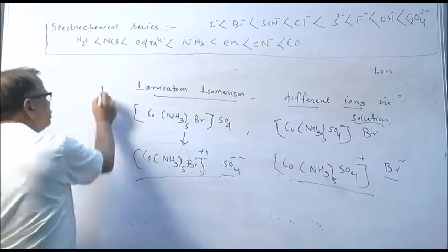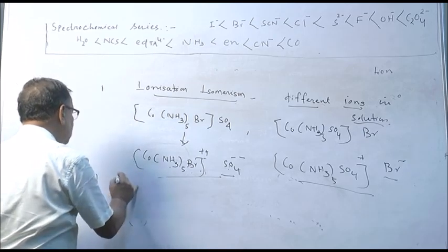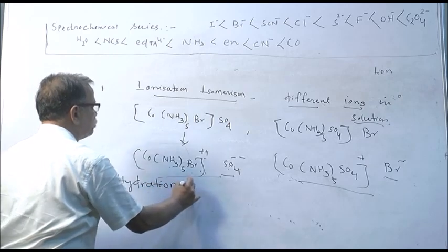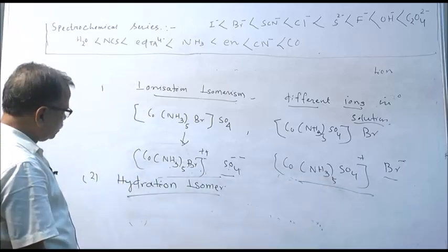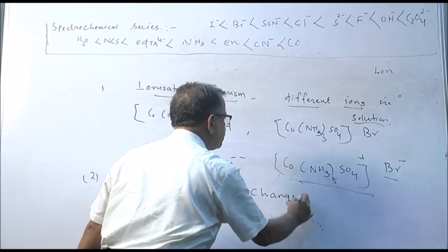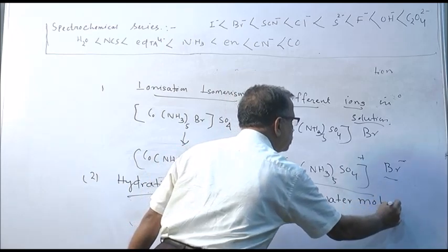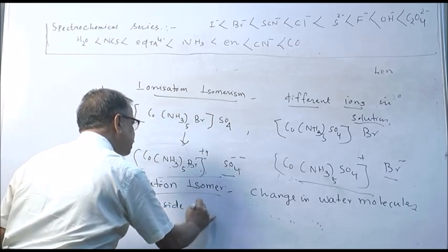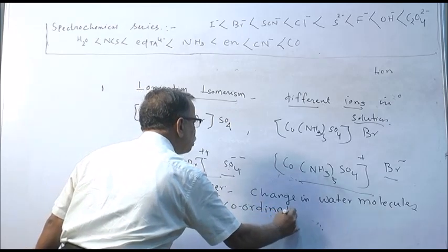The second isomer is hydrate isomer. Hydrate isomerism is due to a change in the number of water molecules inside the coordination sphere.